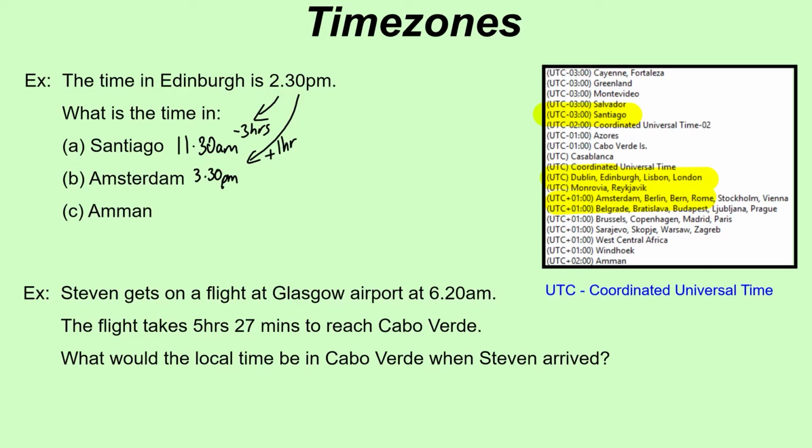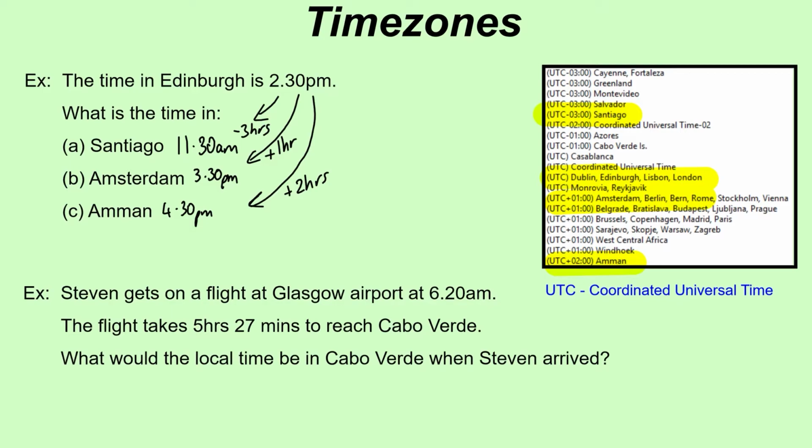Okay, and the final one is Amman. So that's the last one at the very bottom, and you can see that that's 2 hours ahead. So I'm going to take the time and just add on 2 hours. That would take us to 4:30 p.m. Okay, so that's your basic idea behind how time zones work.